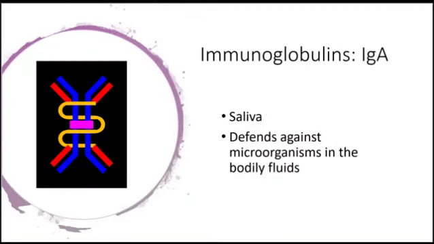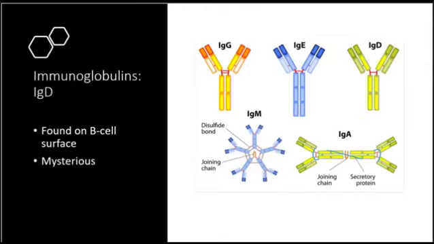The first immunoglobulin produced by plasma cells is the IgA. This is the one that we would find in our saliva. So this is going to defend against microorganisms found in the bodily fluid. And then we have IgD. These are found on the surface of B cells, and they're a little bit mysterious. We don't know as much about the IgD as we do the other ones.